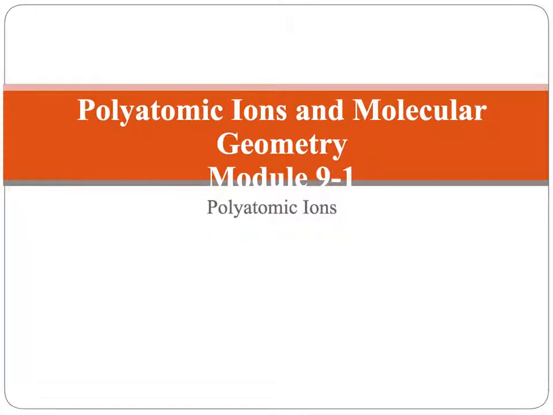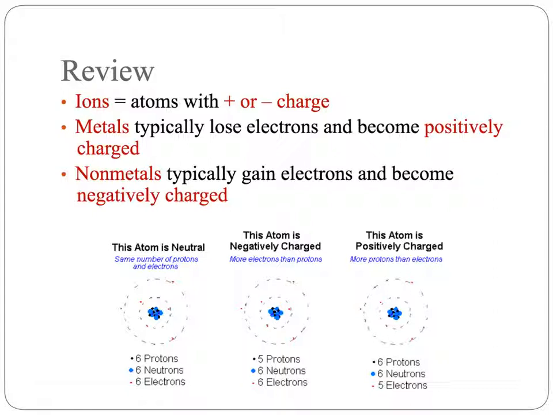In this video, I want to talk about the polyatomic ions. Remember that ions are atoms that have a positive or a negative charge, and that metals typically lose their electrons and become positively charged, whereas nonmetals typically gain electrons and become negatively charged.